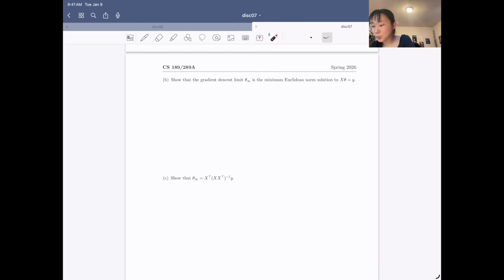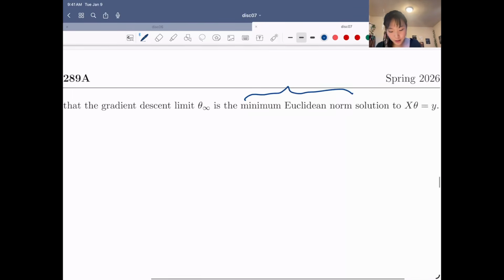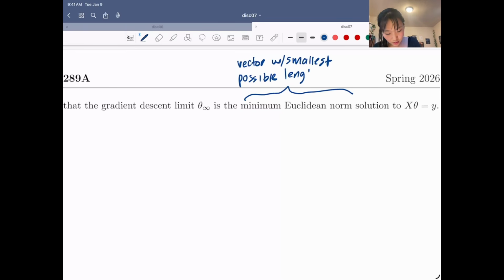And for context, what is minimum Euclidean norm? It's basically the vector with the smallest possible magnitude. That's literally what this means. It's overcomplicated words for a very simple concept. So minimum Euclidean norm just means the vector with the smallest possible length or magnitude.